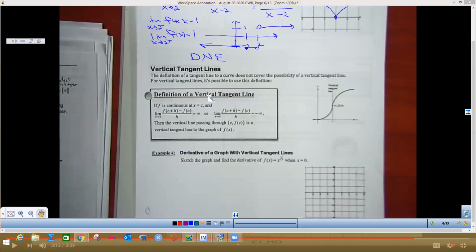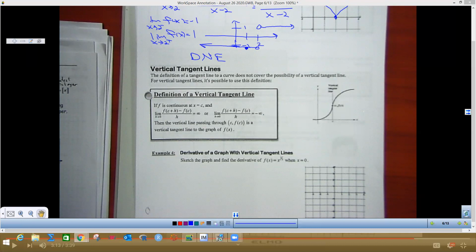The second place they don't exist is here, vertical lines. The definition of a tangent line to a curve does not cover the possibility of vertical tangent lines. For vertical tangent lines, it's possible to use this definition. So the limit is going to be positive infinity because it's going up, or negative infinity going down. So that makes a vertical line, and vertical lines do not have a slope. Since they do not have a slope and a derivative is a slope, you do not have derivatives where the tangent is vertical. So that's another time you do not have a derivative.